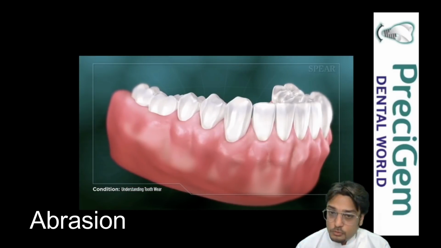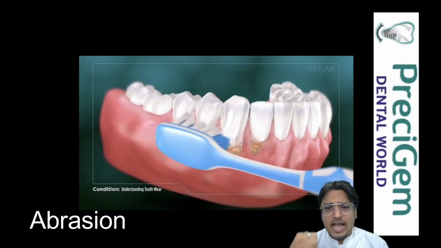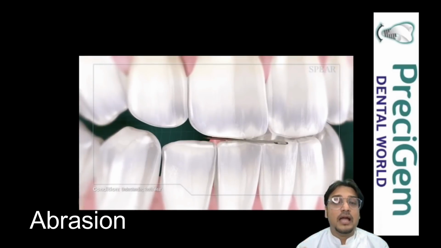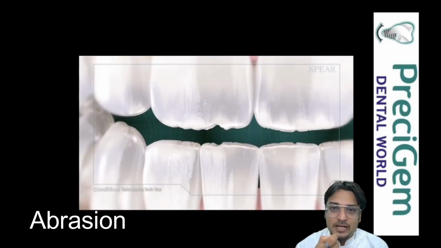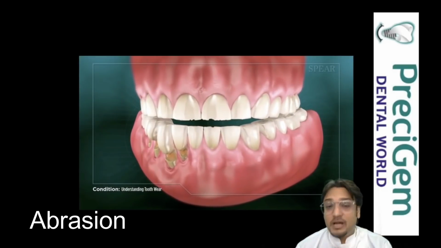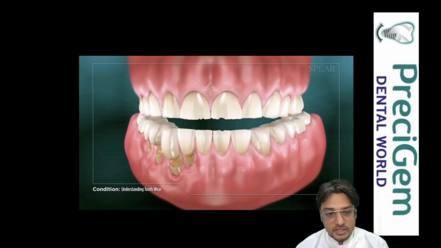The third type of tooth wear can happen because of external factors like a toothbrush. If you use a very aggressive toothbrush, your teeth can get worn. This is typically called abrasion. It can also happen if you are using a needle or pin held between your teeth, so this kind of notch can happen. So my friend, these are 3 different types of tooth wear: attrition, erosion and abrasion.